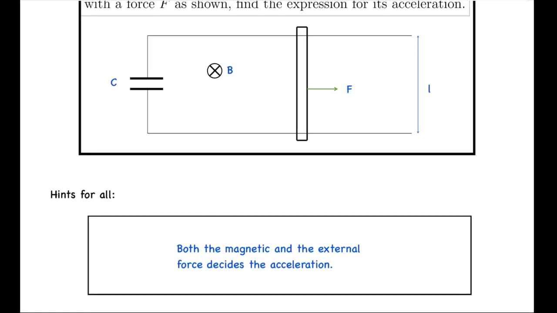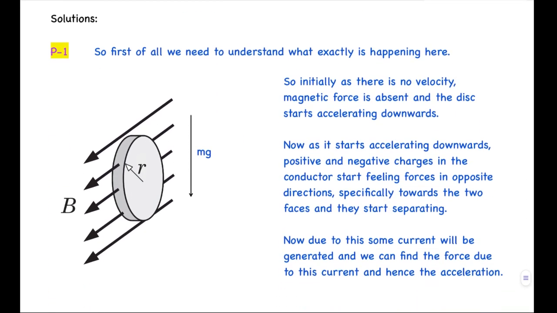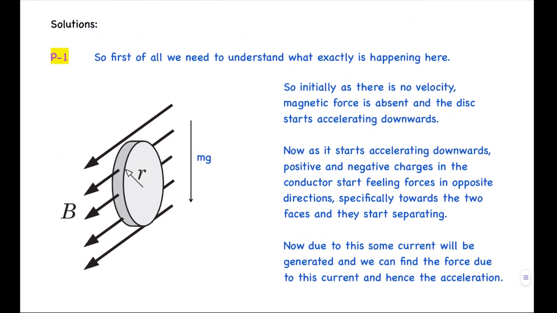So yeah, now let's look at the solutions. So let's first look at the first problem. Basically, first let's try to understand what exactly is happening over here. Initially, as there is no velocity, the magnetic force is absent and the disk starts accelerating downwards. So basically there's an mg force downwards, and there's no velocity, so there's no magnetic interaction initially, so it will start accelerating downwards with an acceleration of g initially.